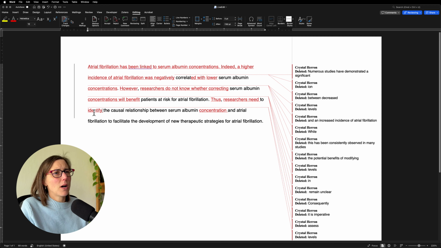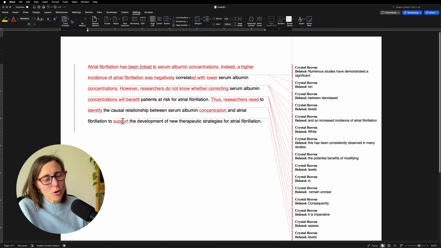Okay, so thus researchers need to identify the causal relationship between serum albumin concentration and atrial fibrillation to facilitate. So we talked last time about the word support. I like support, so we're going to go with that. Inform also was pretty good, but I like support a little bit better. Support just feels stronger. So atrial fibrillation to support the development of new therapeutic strategies.